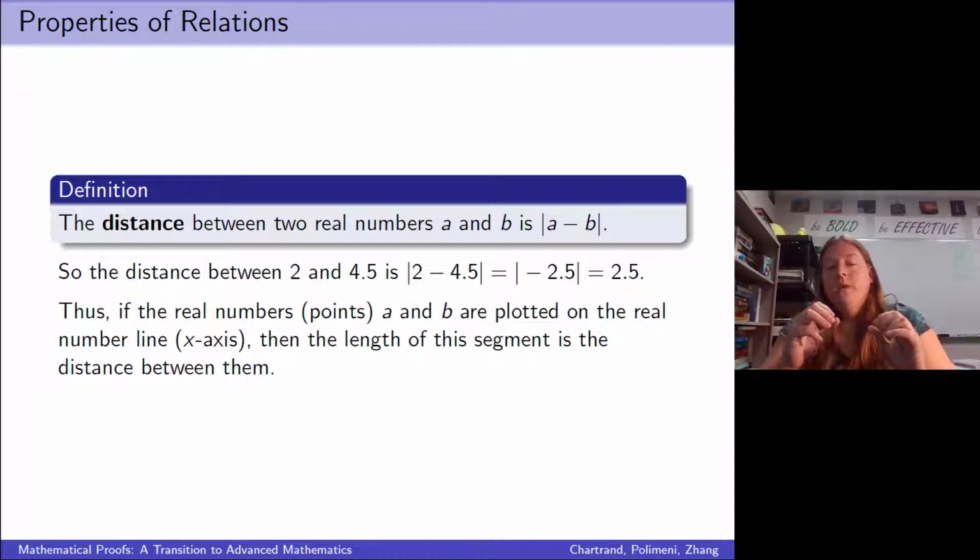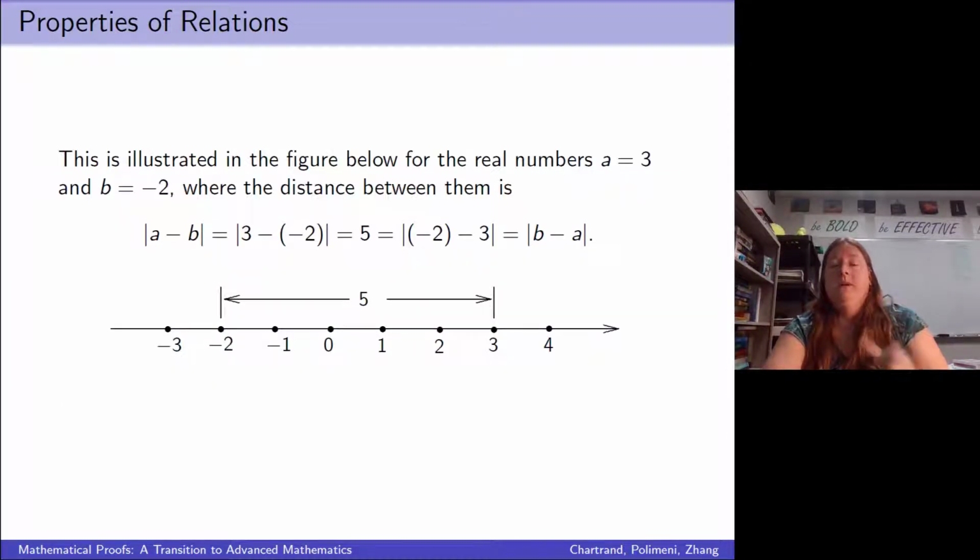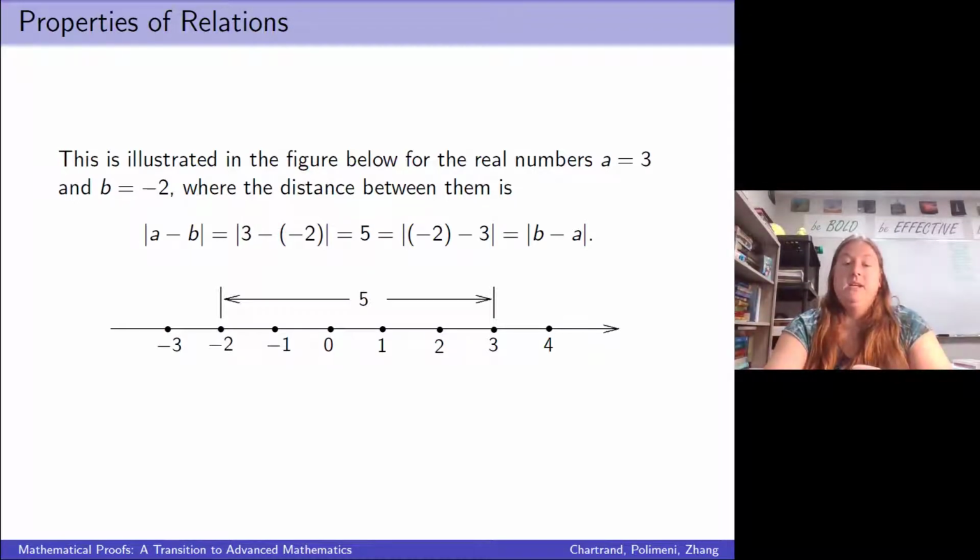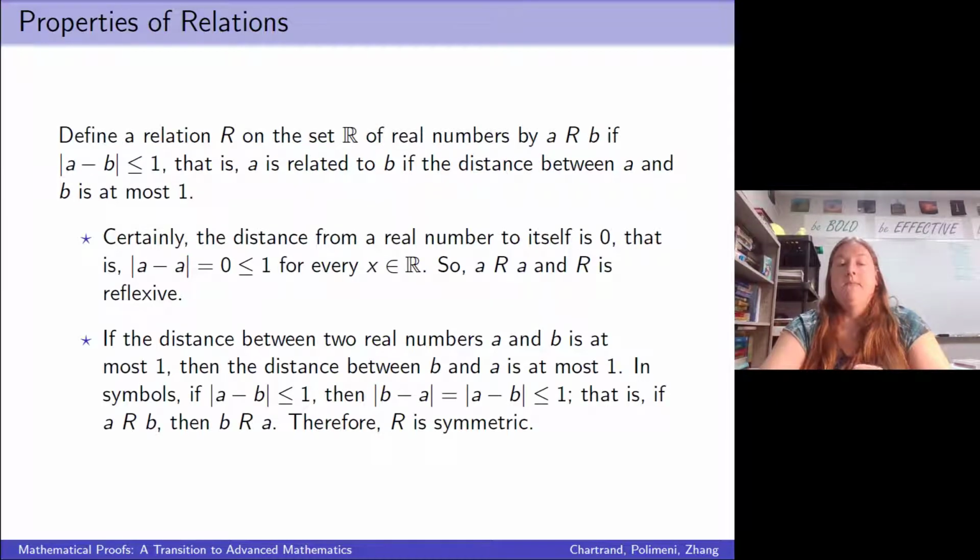So we can have two real numbers plotted on a number line, and we can be looking at the length of the segment between them. That's really what we're talking about when we talk about the distance. So the distance between negative 2 and 3, we can find the absolute value of negative 2 minus 3 and find that it's 5, which is the length of that segment between negative 2 and 3.